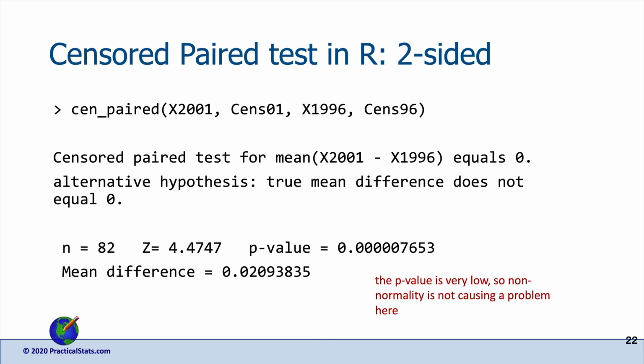So here's the paired t-test command. And its p-value is very small. So there was a strong difference between the two sites. So the non-normality is really not a problem here, and you would not have to transform anything and not have to worry about it. It's very unlikely to see the differences that are seen here in the means. And it gives you a value for the mean difference, which is about 0.021.